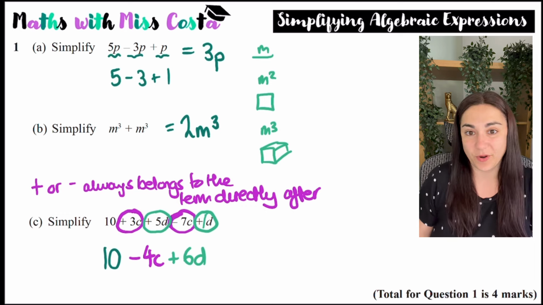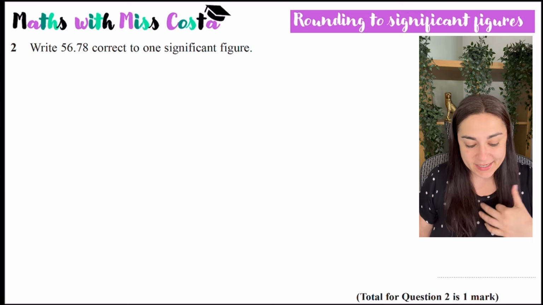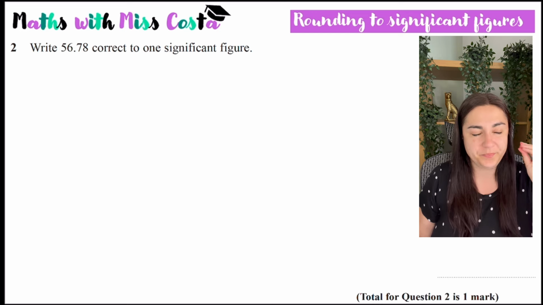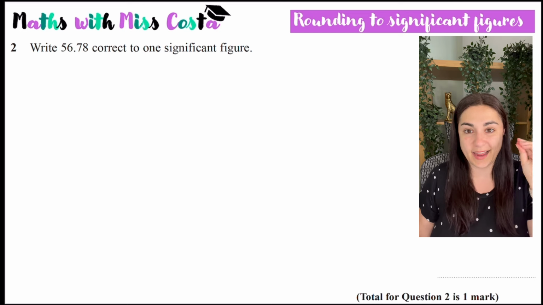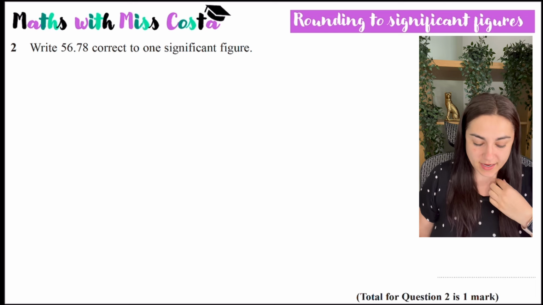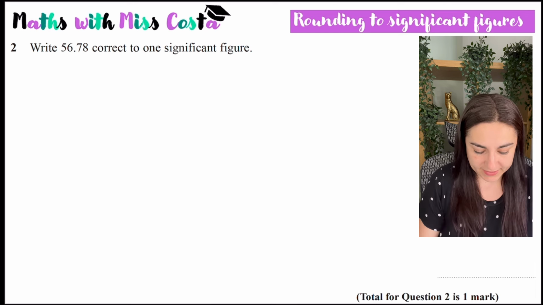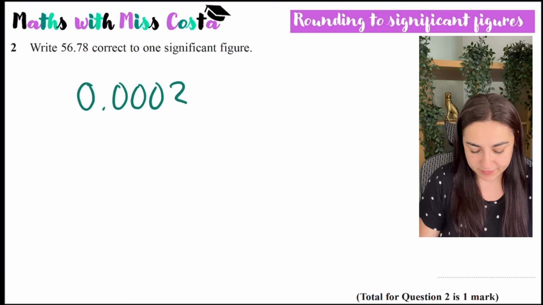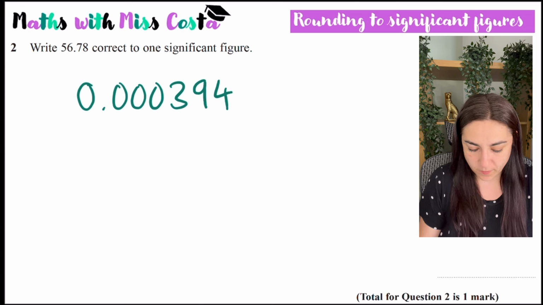Next, I am rounding to one significant figure. So a significant figure is every non-zero digit from where the number begins. So for instance, 0.000394, the first significant figure would be 3.